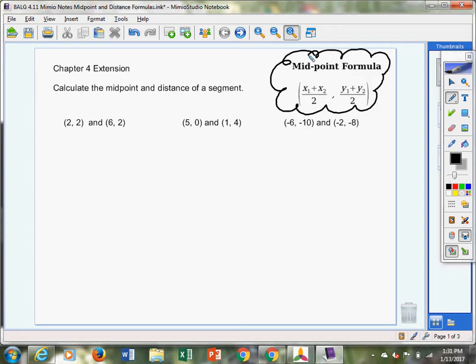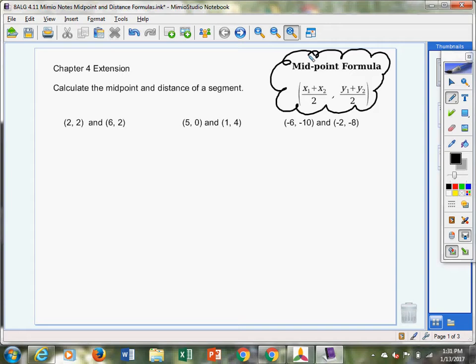To find the x of your midpoint, take the two endpoints that are given, add the x's together, and divide by 2. Then do the same thing for the y's: add the y's in your endpoints together and divide by 2. The resulting point should be the very middle of that segment, the location in the very center of it.